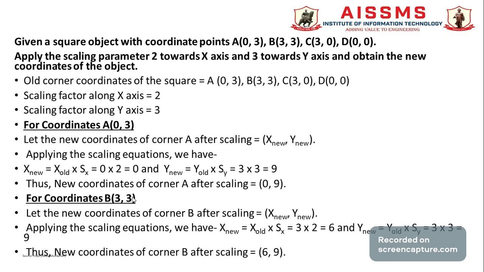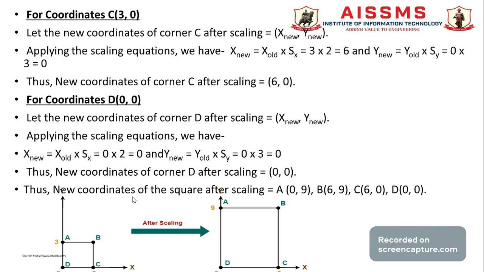Now we will move to the next coordinates, C and D. The same formula will be used. We have the new coordinates of corner C as x new and y new. Applying the scaling equation, x new equals x old times Sx, and the same for y new equals y old times Sy. After applying the scaling transformation, we get (6, 0) as the new coordinates of corner C, that is 6 and 0.